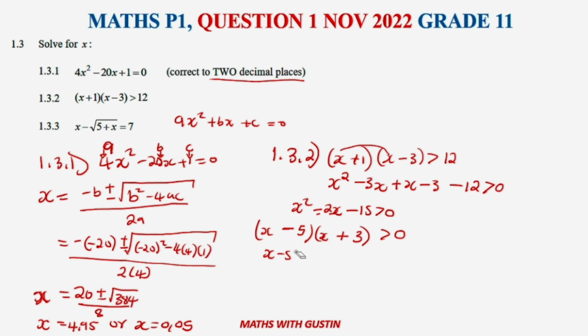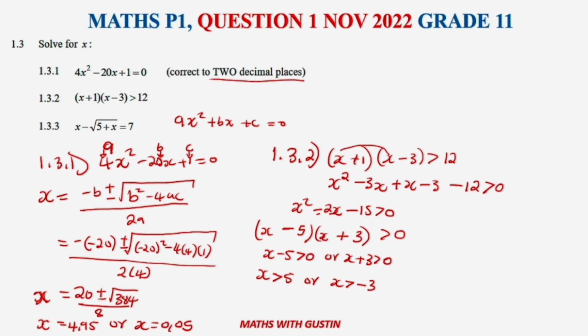I'm moving too quick, and that's why I'm making so many mistakes. x minus 5 greater than 0 or x plus 3 greater than 0. Therefore x is greater than 5 or x is greater than negative 3. And that's how you deal with a question like this one, guys, on inequalities.